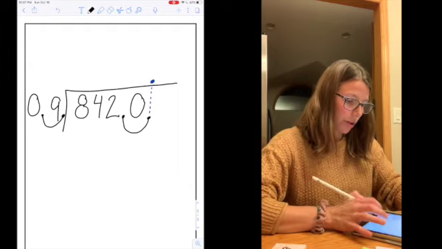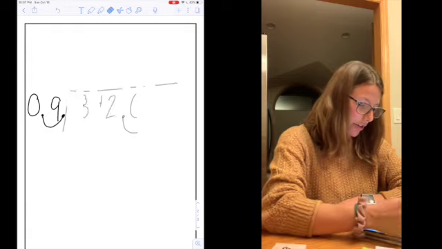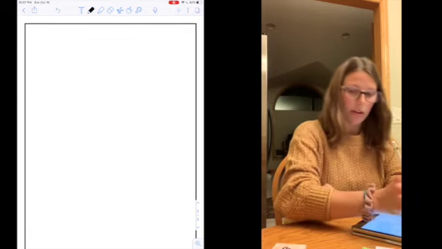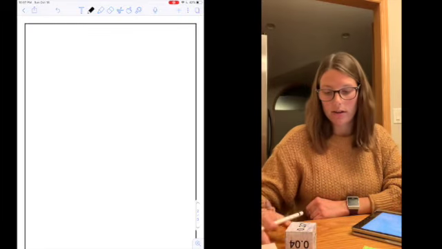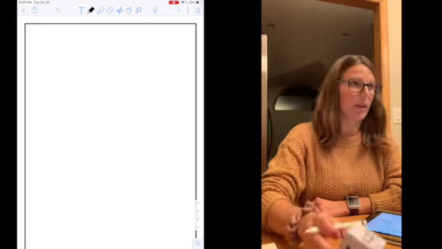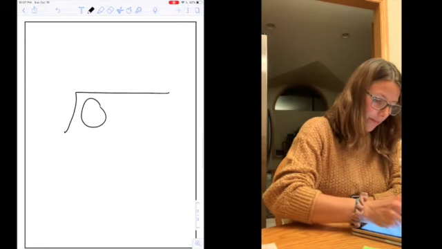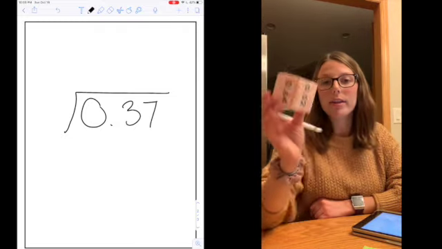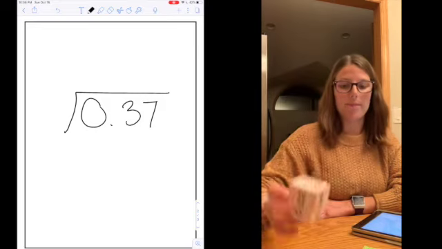Okay, so what do you do if you happen to have a decimal for your dividend and your divisor? Let's erase and start over with another example. Let's roll our blue dice to find our dividend. I got 0.37. And I'll roll our red die to find our divisor. I got 0.03.